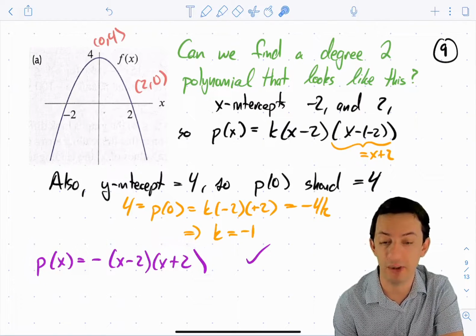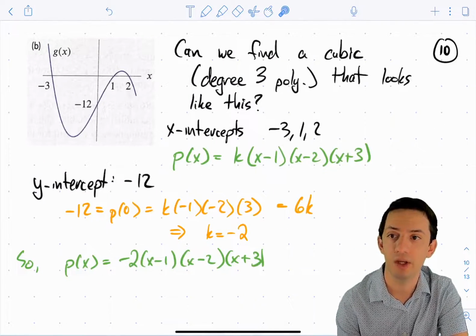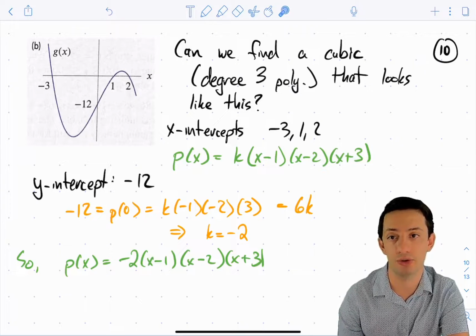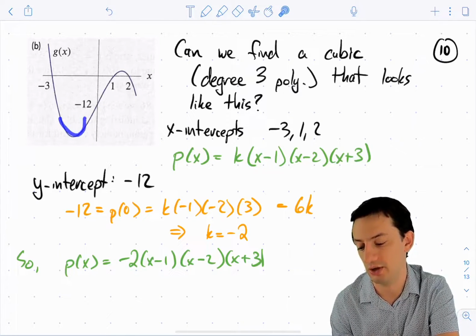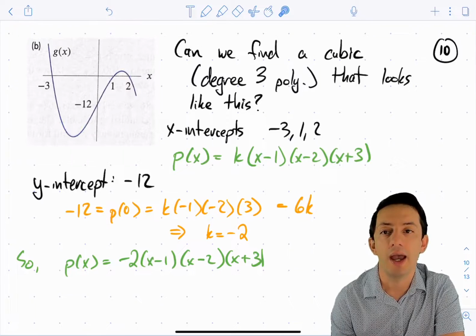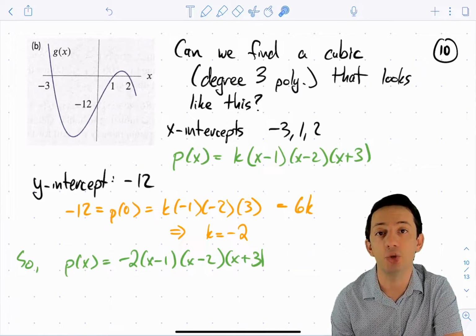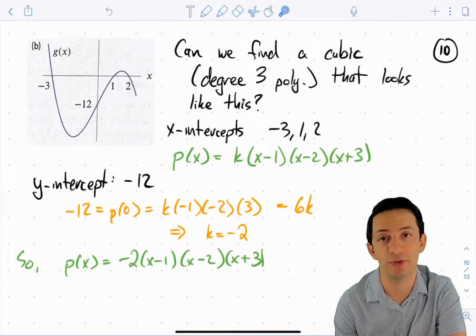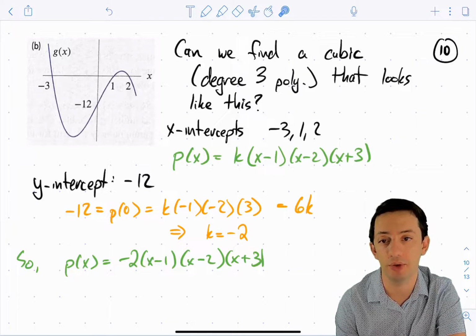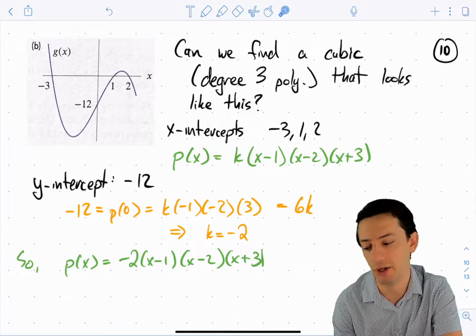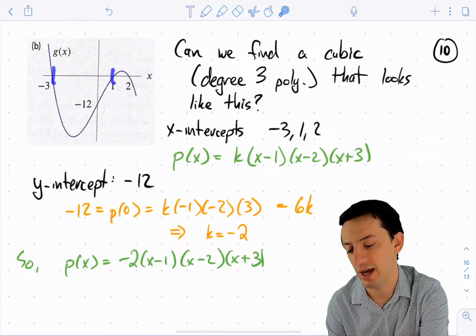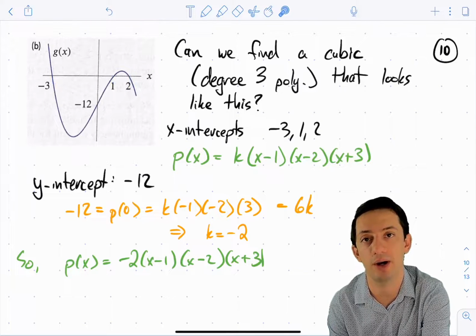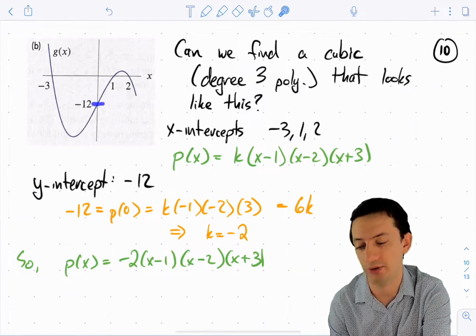I'll show you one more example now that's also in the book. This one does 2 U-turns. Turns around here and turns around here. And it asks, can we find a cubic? Cubic is a word for degree 3 polynomial that looks like this. So what do we know? We know 3 x-intercepts, -3, 1, and +2, and we know a y-intercept of negative 12.